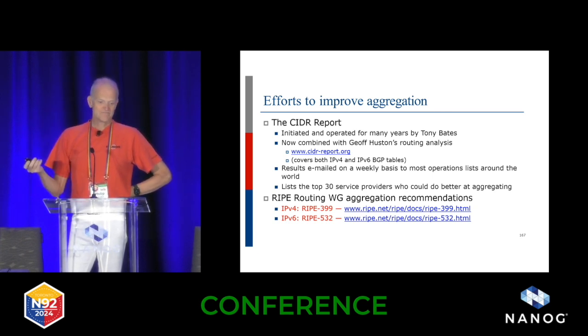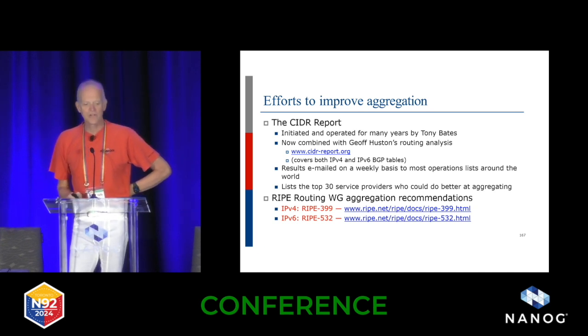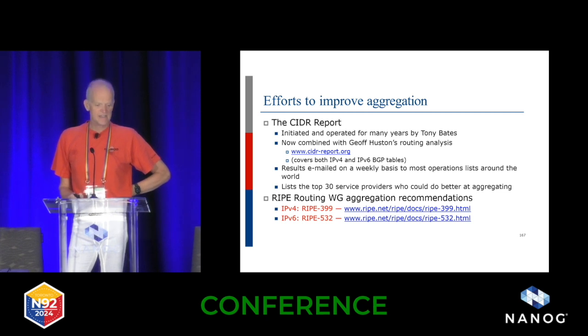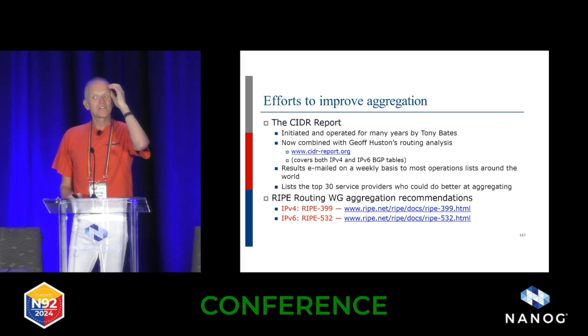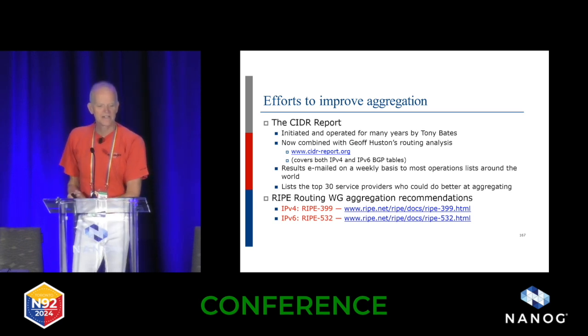And then there are efforts to improve aggregation. The RIPE Routing Working Group has done work: RIPE 399 covered best practices for announcements, and RIPE 532 did the same for v6. Again, these are recommendations, because we need to document what we're doing. If it's not in a textbook, then universities don't teach it. So we document as much as we can of operational best practices.